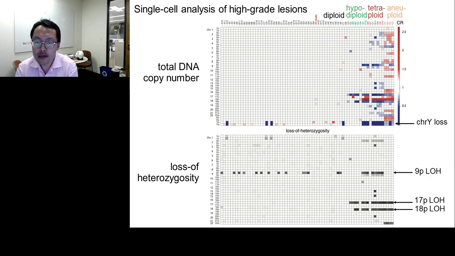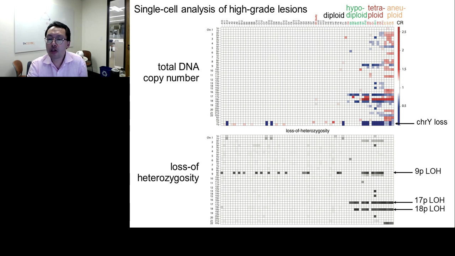So to test this, we have performed single cell DNA sequencing on one patient, a different patient from what was shown in the previous 2 slides. In this patient, we profiled about 60 cells from a high-grade dysplasia that was biopsied by a pathologist, and we assayed their DNA copy number.